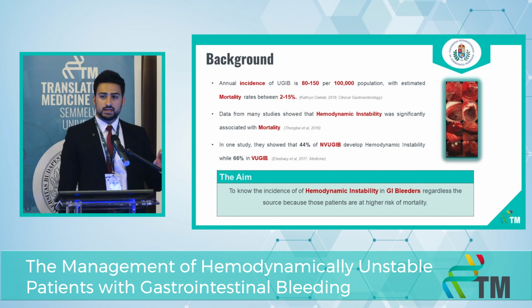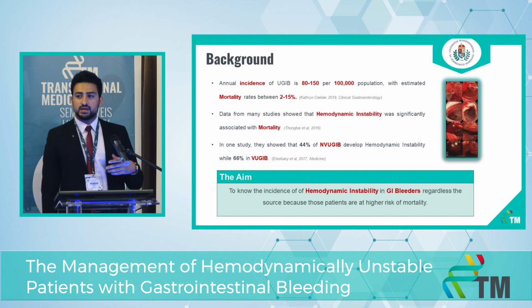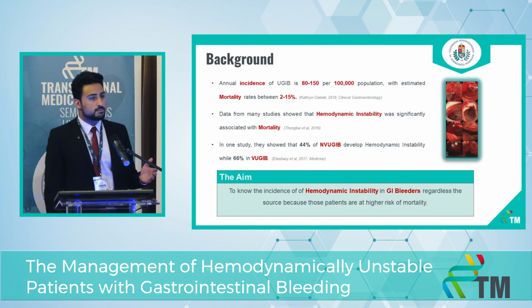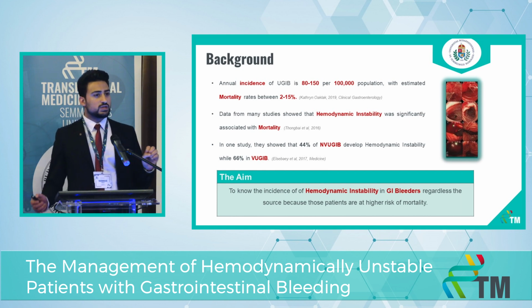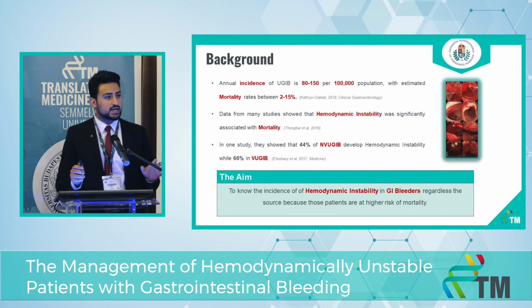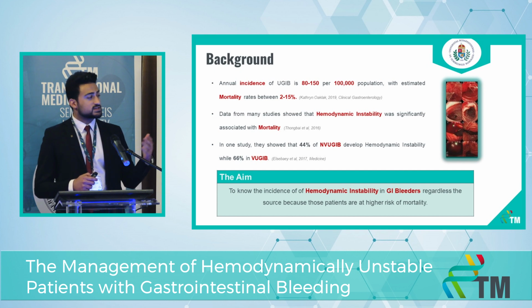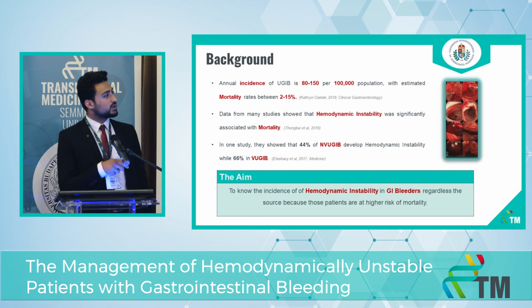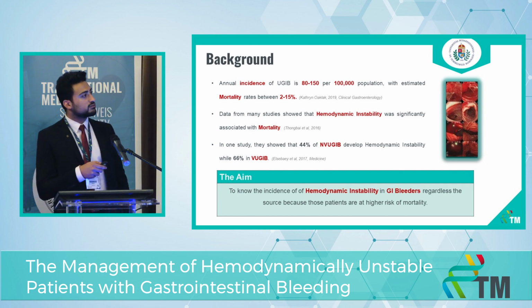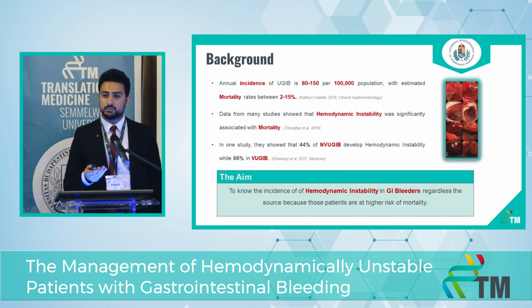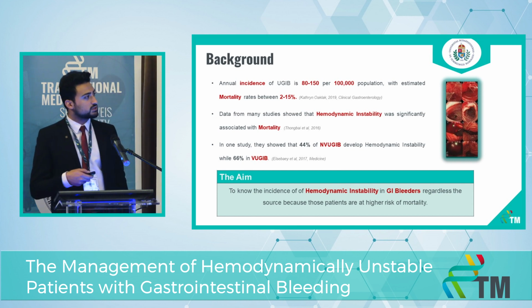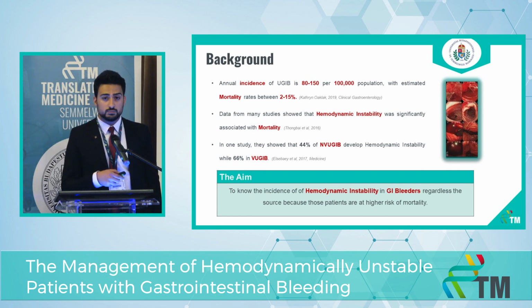The incidence of GI bleeding is around 100 per 100,000 cases annually, with an estimated mortality rate up to 15%. And many studies show that hemodynamic instability is significantly associated with mortality. And in some cases, the incidence of hemodynamic instability can be very high. Like in one study, they showed that 44% of non-variceal upper GI bleeders come up with hemodynamic instability, while 66% of variceal bleeders do, which is a very high number.